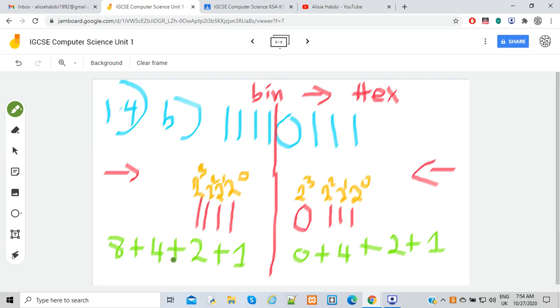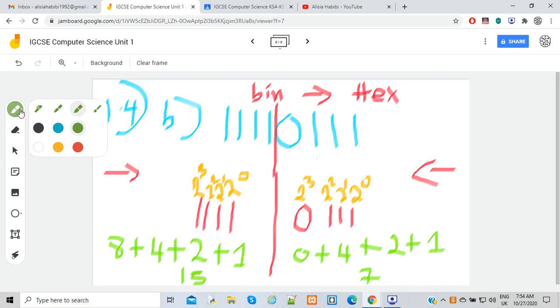Now we add up everything. 8 plus 4 is 12, 12 plus 2 is 14, 14 plus 1 is 15. So we have 15 on this side. And on this side, we have 4 plus 2 is 6, plus 1 is 7. So we get 15 and 7.